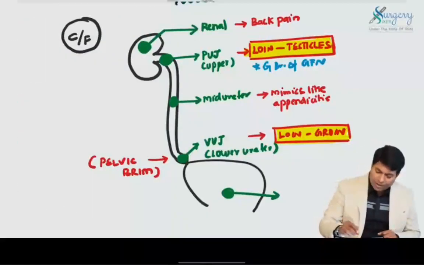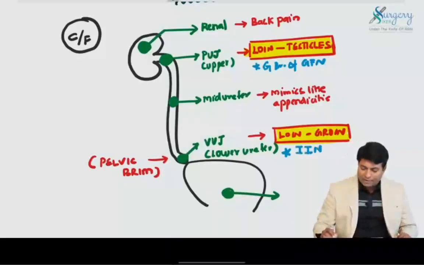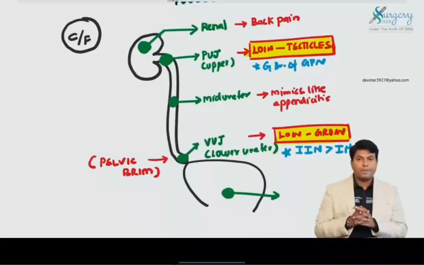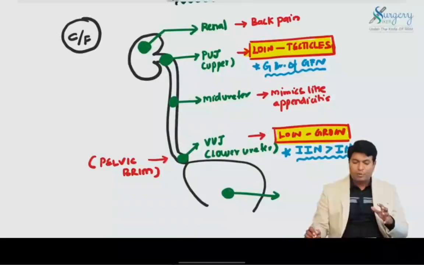Which nerve carries the pain from loin to the medial side of thigh? Ilio-inguinal nerve is a better answer than ilio-hypogastric nerve. Both can carry the pain, but the better answer here is the ilio-inguinal nerve. So loin to testicles is by the genital branch of the genitofemoral nerve. Loin to groin is by the ilio-inguinal nerve, which is a better answer than the ilio-hypogastric nerve.